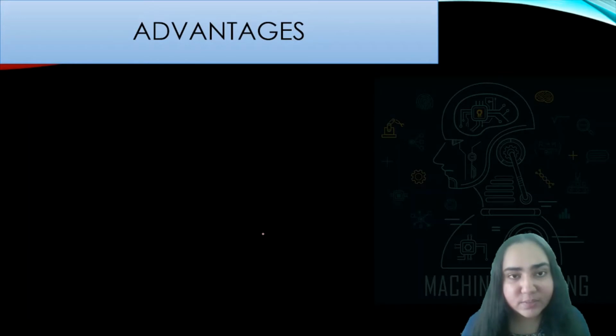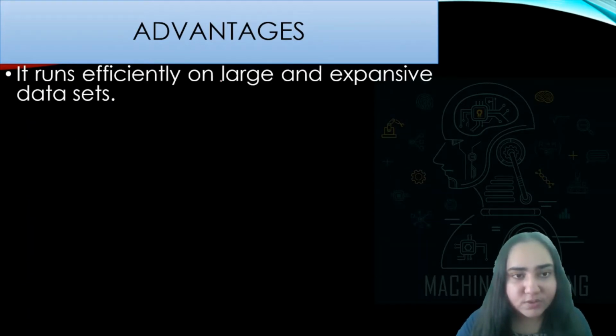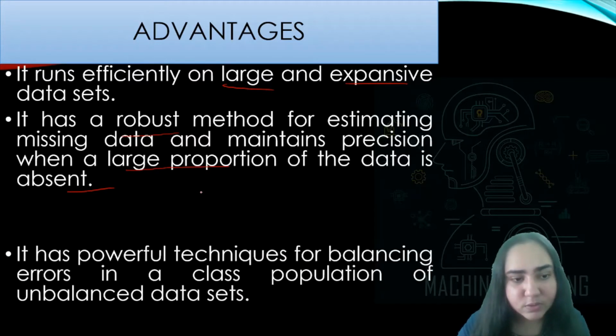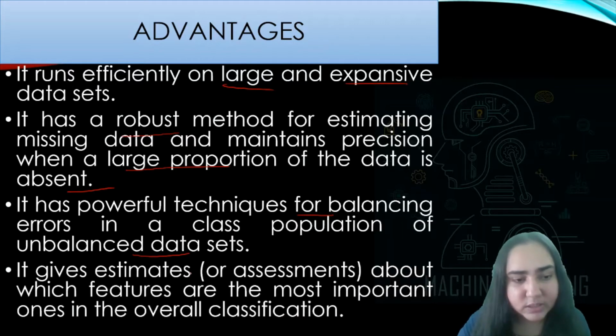Let's take a look at some advantages of random forests. It runs very efficiently if you have large, expensive data sets, and it has a robust method for estimating missing data, so it can work well with that as well. Also, if you have a large proportion of absent data, this is going to work well. And it is a powerful technique. It has powerful techniques for balancing the errors in a class population of unbalanced data sets.